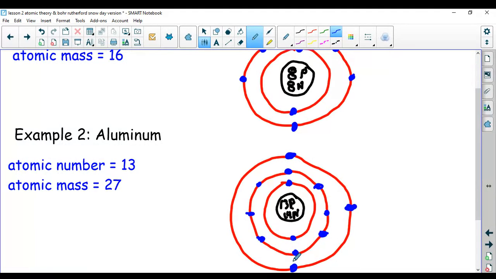Now you'll notice mine are not perfect circles. Yours won't be either. We're free drawing. I'll never get upset by that.